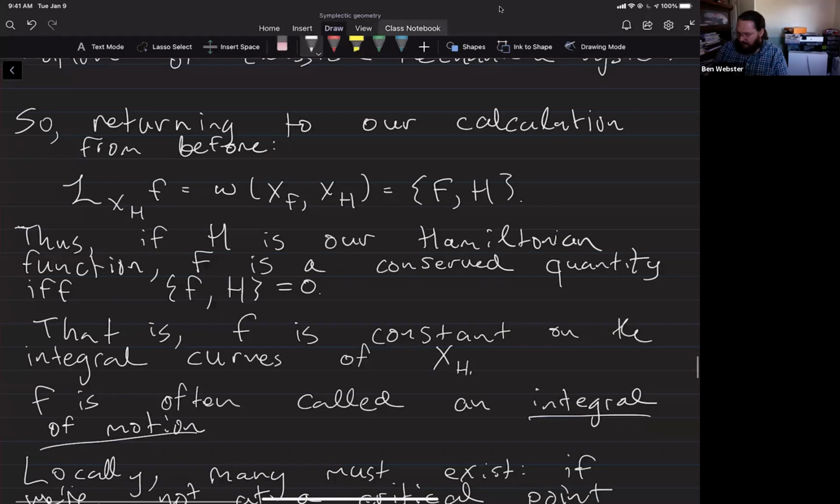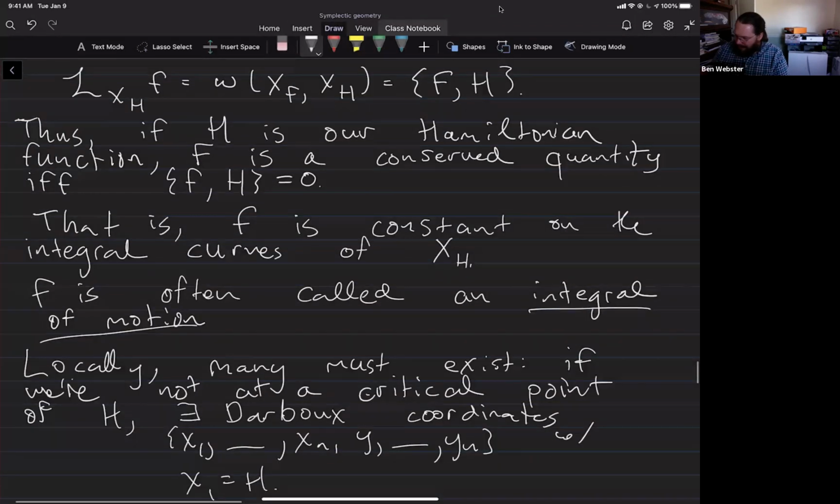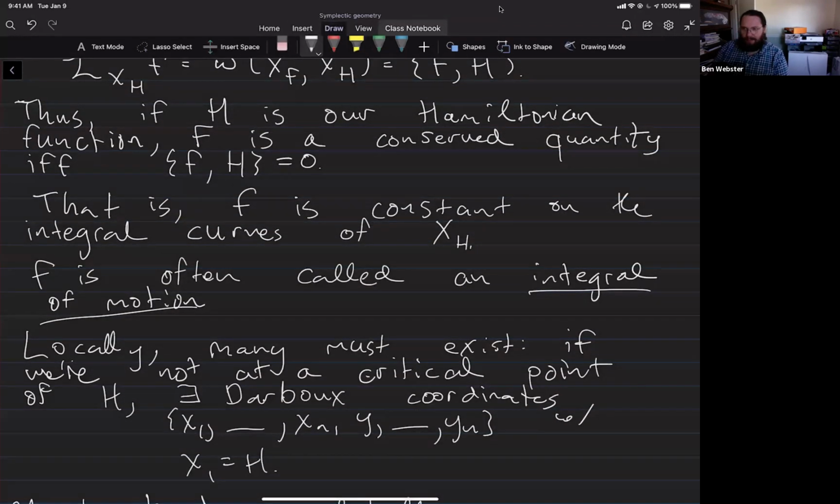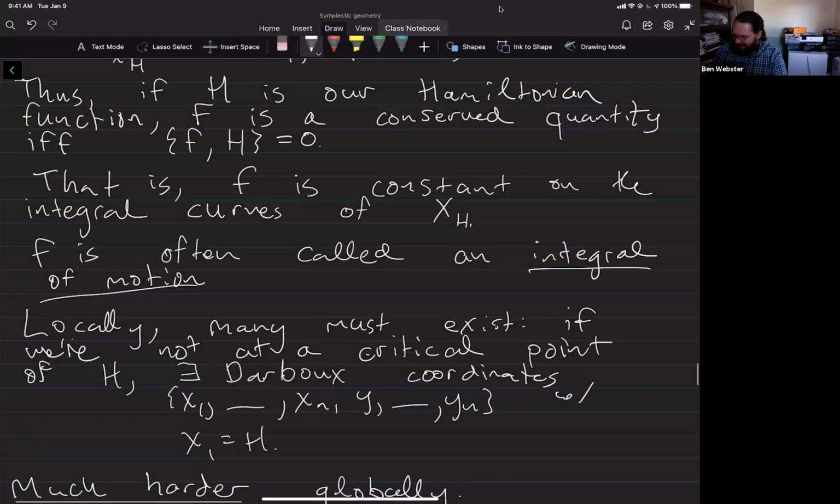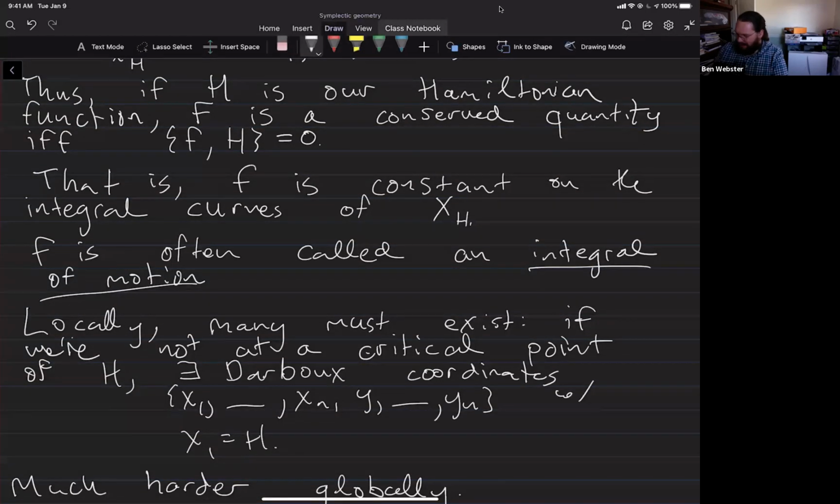In this case, f is often called an integral of motion. This is one of these weird old-timey physics terms, but you'll definitely hear it used. And very locally, there should be lots of these. If my Hamiltonian function is not at a critical point, then I can actually choose Darboux coordinates where it's one of the Darboux coordinates. I think. If not, then I lied, but I think that should be possible.